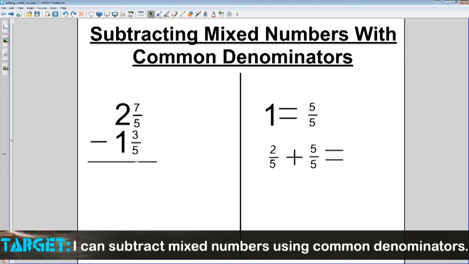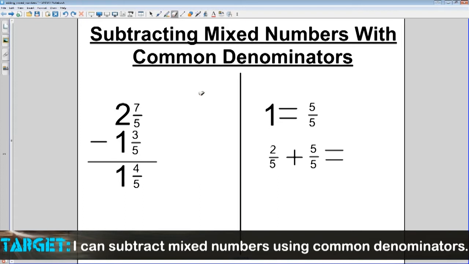Now this we can subtract very simply. We're going to start with the fractions, 7/5 minus 3/5. Since the denominator is the same, just do 7 minus 3. That gives you a 4. And what's it over? Well, it's going to be over the same denominator, over 5. After that, you take your whole numbers, 2 minus 1, and that gives us a whole number of 1. So your final answer is 1 4/5.